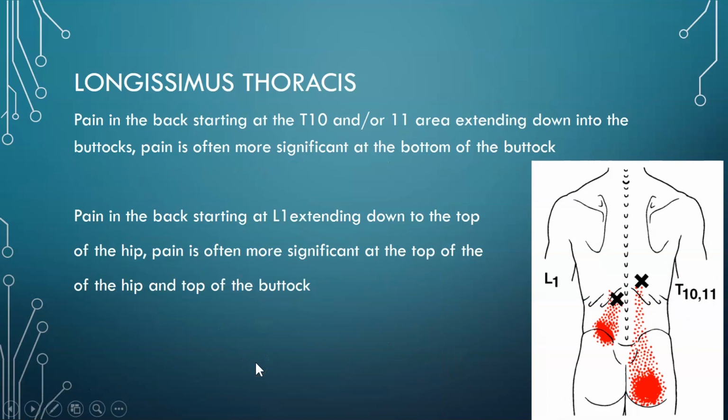Longissimus thoracis is the more common area. We find a couple of trigger points here. So if we look at L1 trigger point, pain in the back starting at the T10 and or 11 area extending down into the buttocks, which we see here, which is the intense area. Pain is often more significant at the bottom of the buttock. In the area of L1, it extends down to the top of the hip. Pain is often more significant at the top of the hip and the top of the buttock, which we see here.